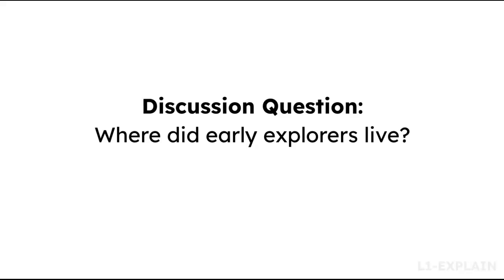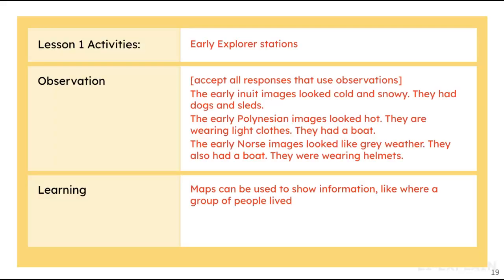In the Explain portion of the lesson, students will engage in a class discussion. You'll invite them to gather and analyze their observations around the Explorer cards. You'll use the provided questions to guide the discussion around where did early explorers live. The goal of this discussion is to analyze student data and identify similarities and differences between the explorers on the cards. You will use the discussion to create the Lesson 1 summary chart.